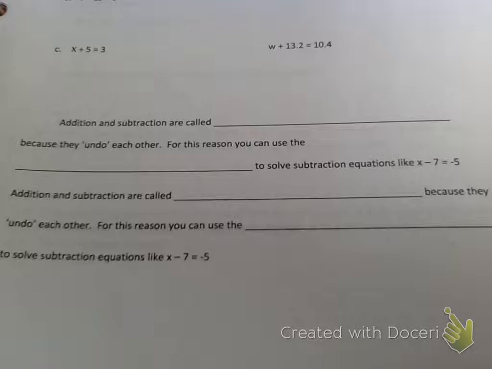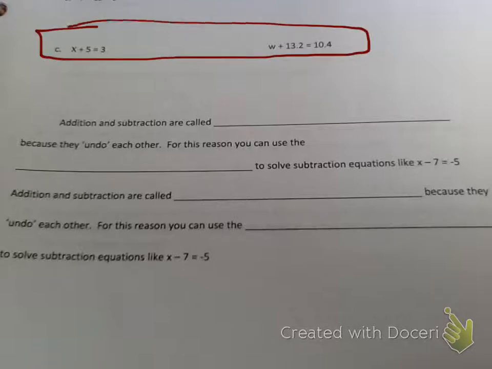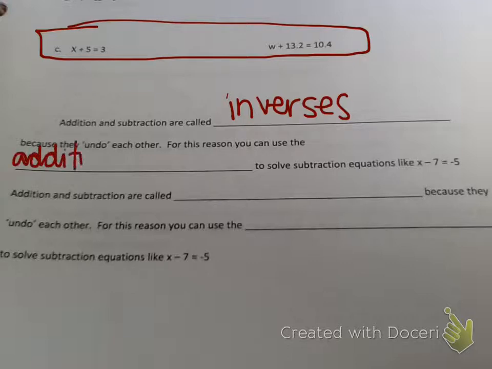Alright, before moving on, try letter C for homework. Addition and subtraction are called inverses because they undo each other. For this reason, you can use the additive inverse to solve subtraction equations like x minus 7 equals negative 5.